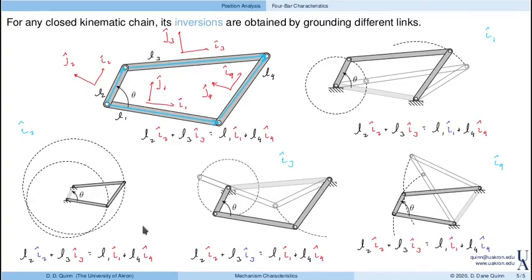So again, depending on which link we choose to ground, we can get different inversions of the same mechanism. And these are all different useful configurations, and the fundamental kinematics for each one of these are very similar, because they're all basically made from the same closed kinematic chain. It's just a question of which one we fix into the ground. So that's a little bit about slider cranks and 4-bar linkages, some of their characteristics, and the different inversions that can be obtained from each kind of mechanism.